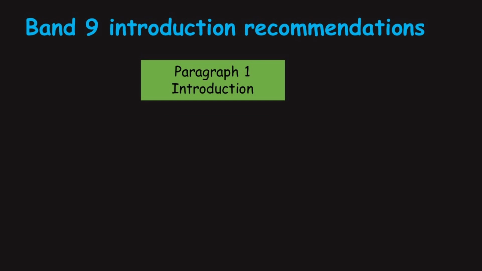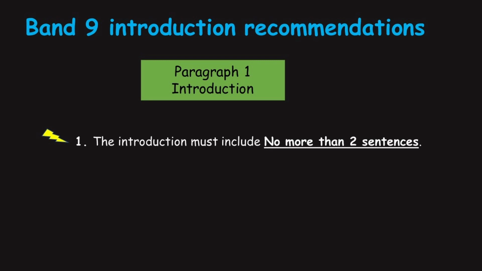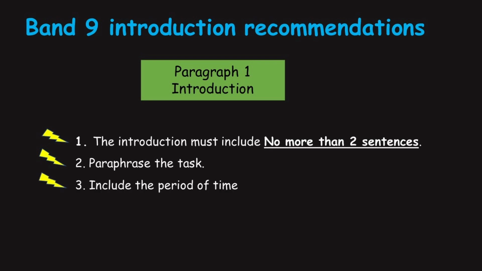Here I provided recommendations for a Band 9 introduction. Remember, introduction paragraph must include no more than 2 sentences. Simply paraphrase the task, using synonyms as much as possible. Include the period of time if it's applicable. Finally, mention units of measurement, such as percentages or tons, depending on what is given on the pie chart.